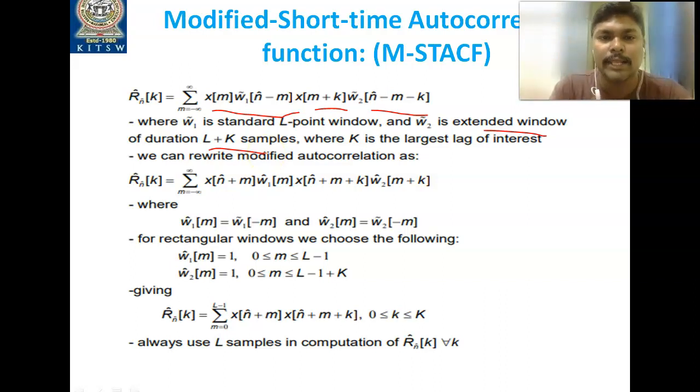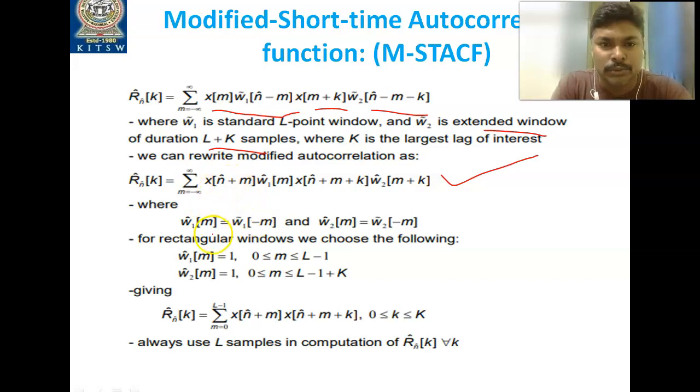Okay, so a total of L plus k samples can be obtained for the extended window version, where k is the largest lag of our interest. We can rewrite the modified autocorrelation as follows. This is the modified autocorrelation function that you are seeing here: summation of x of n plus m into w1 cap of m, into x of n plus k into w2 cap of m plus k.